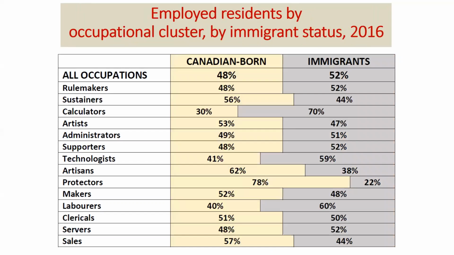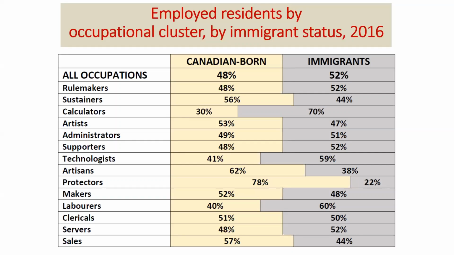When we divide them by immigrant status, again, the split is almost 50-50 among York Region residents. All occupations, 48% are Canadian born, 52% immigrants. And here, if you draw that line down the middle, you see most of the occupations do fall within that same split. It's actually unusual to have something that's more imbalanced. Two occupations that stand out: calculators. 70% of calculators are immigrants.